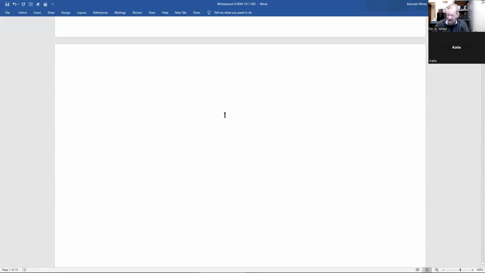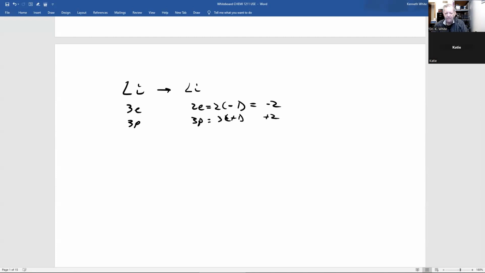To find the ion for lithium, you have 3 electrons, 3 protons. The nearest noble gas, helium, has 2 electrons. You don't change the protons. Now, each electron has a -1 charge. Each proton has a +1 charge. Do the math. Add these together, and you get a +1.